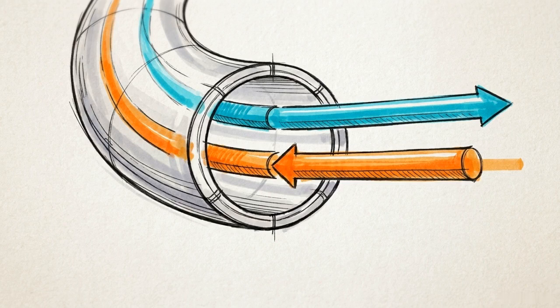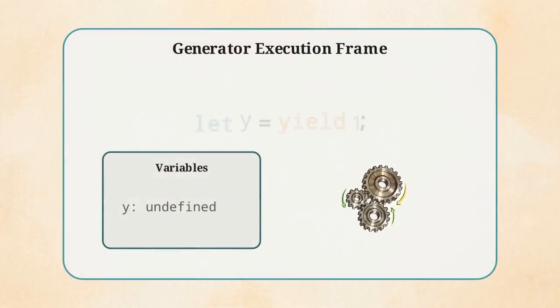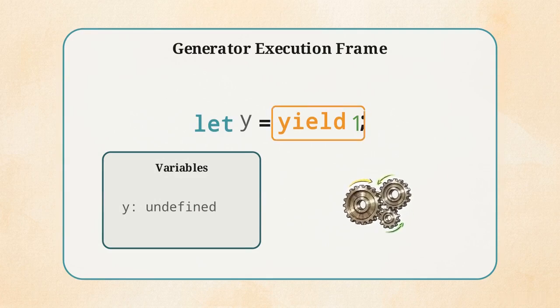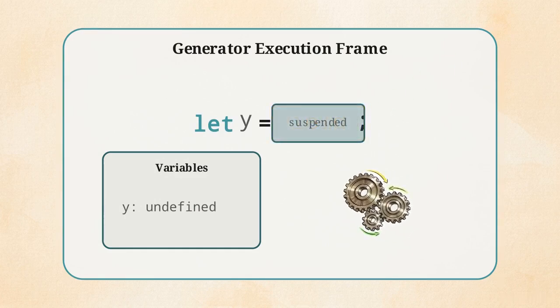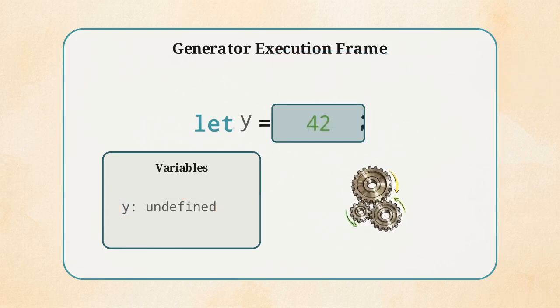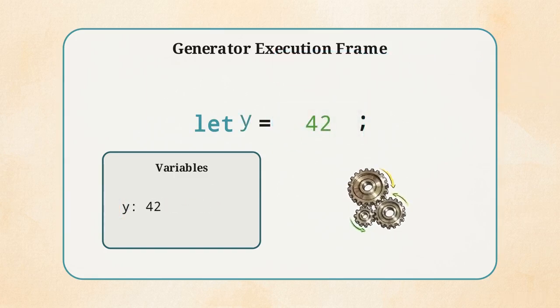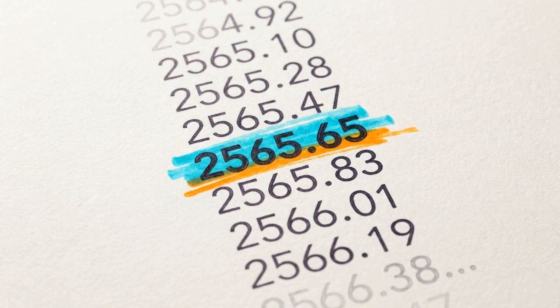This creates a bidirectional channel. The generator yields values out, and the caller passes new values back in. There is a specific timing mechanic here. In the expression let y equals yield 1, the number 1 is sent out to the caller first. The variable y is not assigned until a value is passed back in during the subsequent next call. Generators function as stateful coroutines, enabling the lazy evaluation of complex or even infinite sequences.